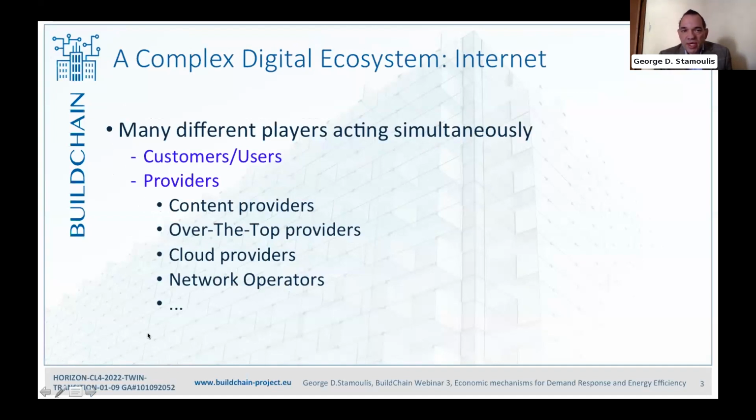So I will start with another example of a complex digital ecosystem, namely the internet, which is very familiar to all of us. So in the internet, we can see today many different players which act simultaneously. Of course, we have ourselves, who are the customers and the users, and we have a multitude of providers, namely content providers, over-the-top providers like Google, cloud providers hosting applications and data, network operators, and so on.